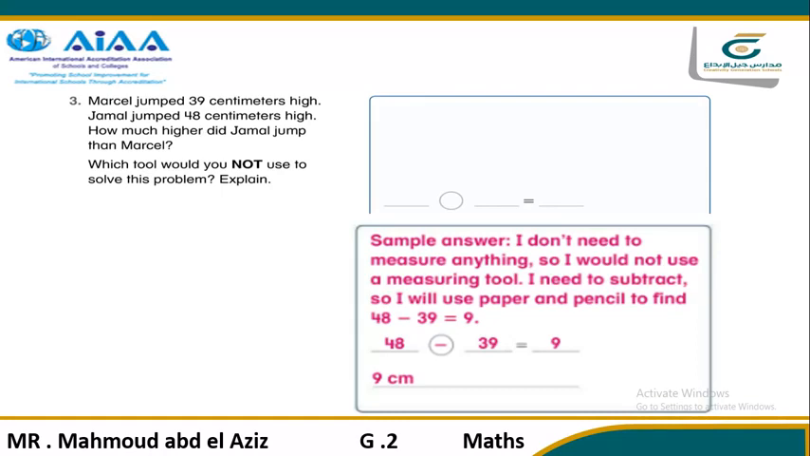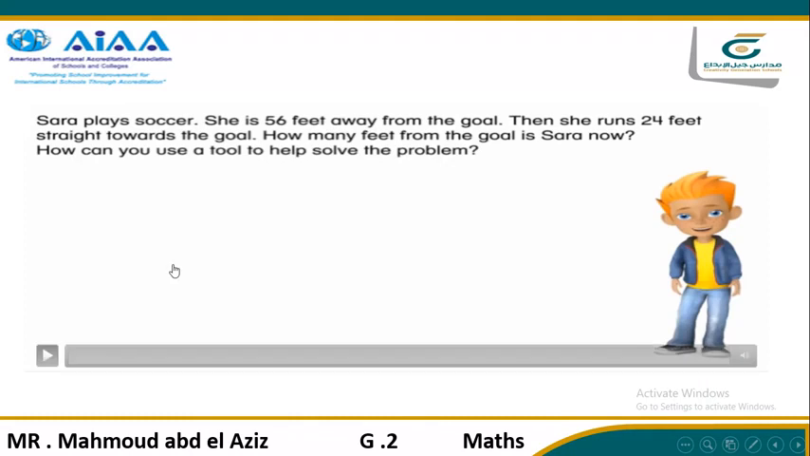So you need just to subtract 48 minus 39. We will start from the units here. 8 minus 9 doesn't work. So we'll borrow 1 from 4, and it will be 18. 18 minus 9 equals 9. And we have here 3. 3 minus 3 equals 0. And we will not write 0 here on the left side. So it's just 9 centimeters. With another video.